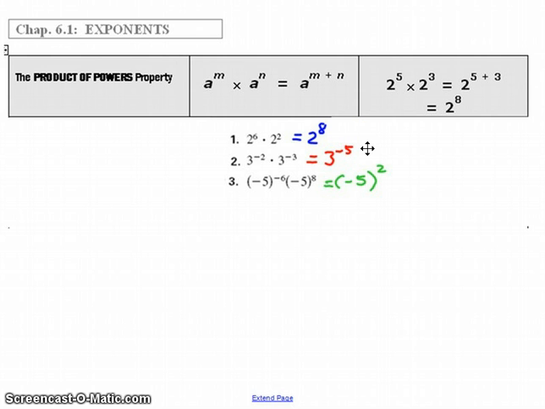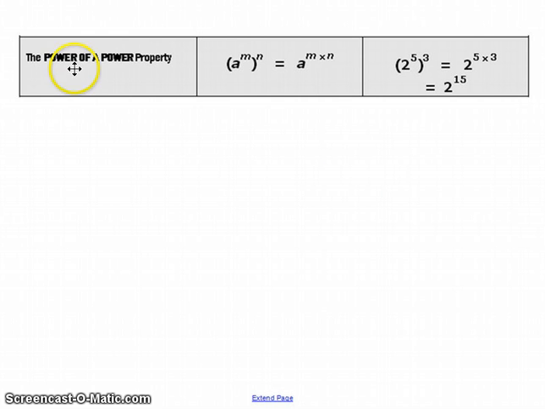Let's move on to the next property. This one happens to be called the power of a power property. In this case, if you've got a base with an exponent and then you raise that whole thing again to another power, then it's fine to get rid of the parentheses and just multiply those two exponents together. So m times n, which again doesn't help you a whole lot, but when they're numbers it does. 5 times 3 becomes 15. Now you've gotten rid of the parentheses and you've only got one exponent.